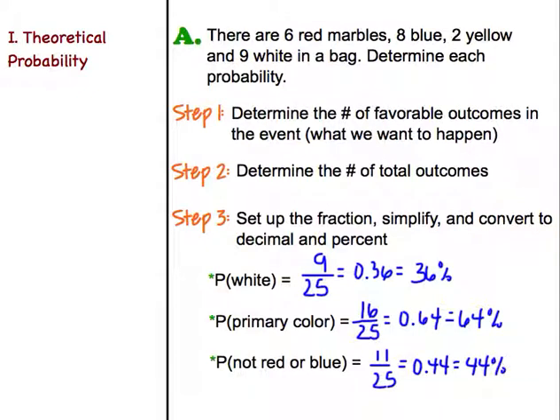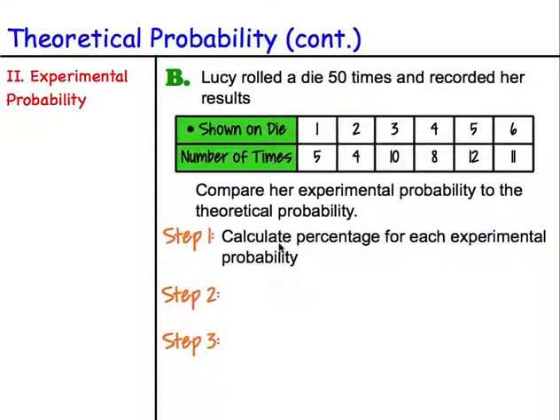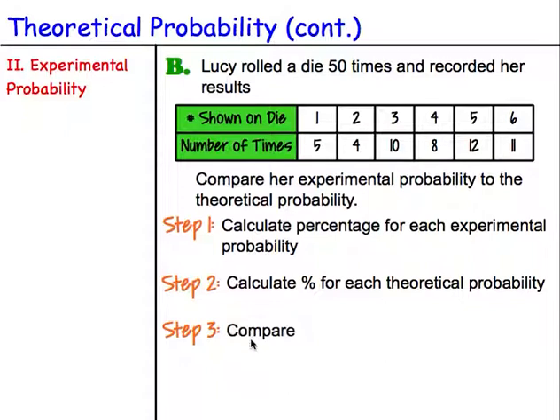Now let's move on to the next type, which is comparing experimental probability to theoretical. Here we have Lucy. She rolled a die, which is singular for dice, 50 times and recorded her results. We want to compare her experimental probability to the theoretical probability. The first thing we're going to do is calculate our percentage for each experimental probability. Then we're going to calculate the percentage for each theoretical probability, and then finally compare it.